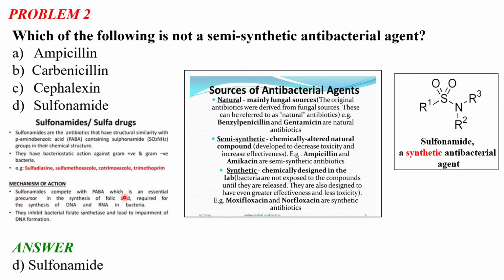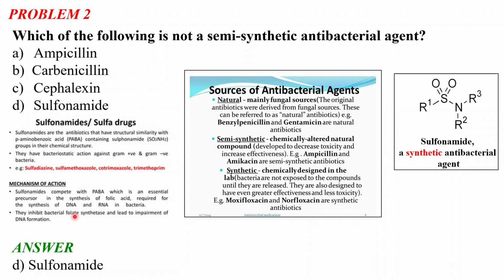So what is the mechanism of action? Generally sulfonamides compete with para-aminobenzoic acid or PABA, which is an essential precursor in the synthesis of folic acid required for the synthesis of DNA and RNA in bacteria. They inhibit the bacterial folate synthesis and lead to impairment of DNA formation, and that's how they show their antibacterial activity. This mechanism of action of sulfonamides is also very important.